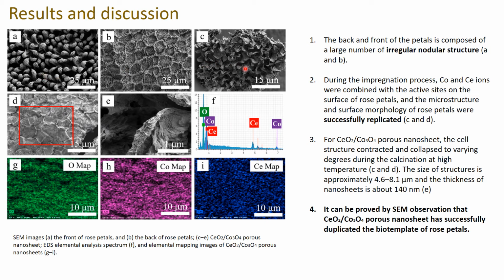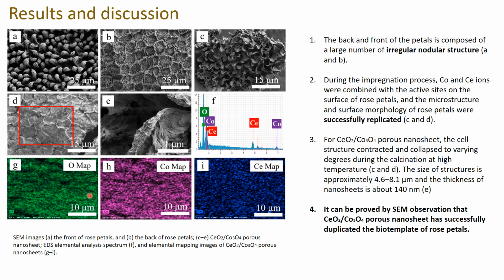And this is the SEM result. It reveals that the back and the front of the petal are composed of a large number of irregular nodular structures, like this one. This reveals that the composite successfully replicated the petal. This one and this one.